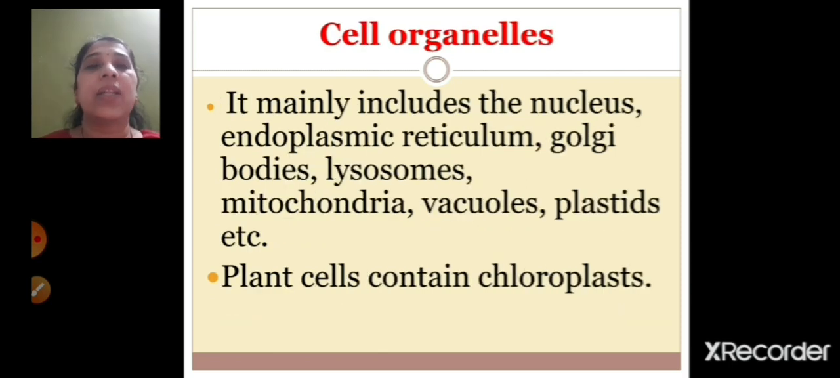Now, cell organelles. What are these cell organelles? They include nucleus, endoplasmic reticulum, Golgi bodies, lysosomes, mitochondria, vacuoles, plastids, etc. All these cell organelles are present in both animal cells as well as plant cells. And as I told you, the plant cell contains chloroplast, right? Chloroplast helps in photosynthesis, and it is present only in the plant cell.